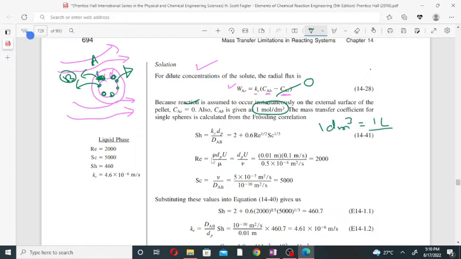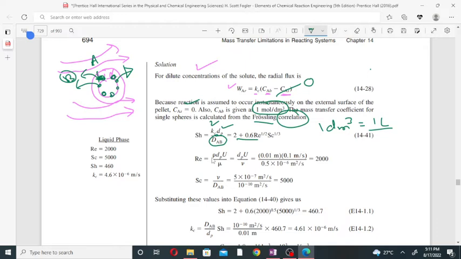Now the mass transfer coefficient for a single sphere is calculated from the Froessling correlation. In this correlation, the Sherwood number is the mass transfer coefficient times the diameter of the particle, divided by the diffusivity of component A in component B. Remember, component A is denoted by A, and liquid water is component B in this case. Now we know that the Reynolds number is equal to the density of the liquid, times the diameter of the catalyst particle, times the velocity of the liquid flowing around the catalyst particle, divided by the viscosity of the liquid.